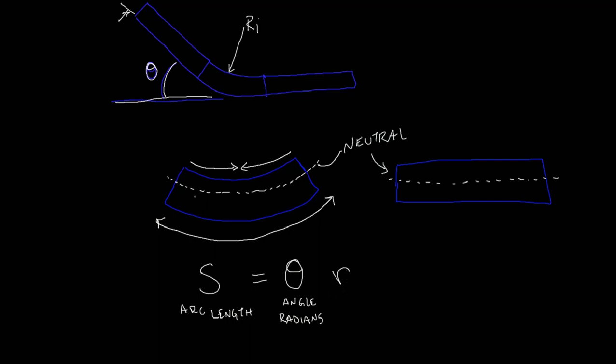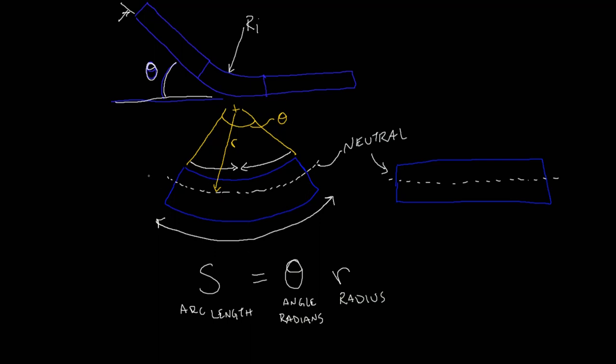So this has some sort of radius. We'll draw that out. Maybe I'll use yellow here. This has some sort of radius, and it is at some sort of angle. So r and the angle in radians. Radius. So that's radius, not the inside radius, not the outside radius, but the radius at the neutral axis.